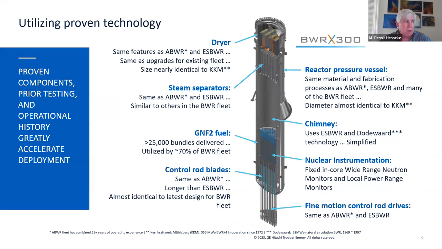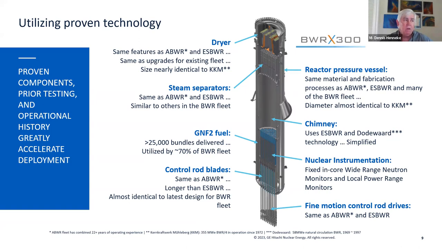The vessel itself, I think I mentioned most of this. It's all proven technology, same fuel, GNF2 fuel, same steam separator as before, same steam dryer, similar reactor vessel, although a little bit longer and skinnier than our previous designs for the ABWR and ESBWR. It's very similar to the KKM site and so on. So we're not trying to design this with anything new.